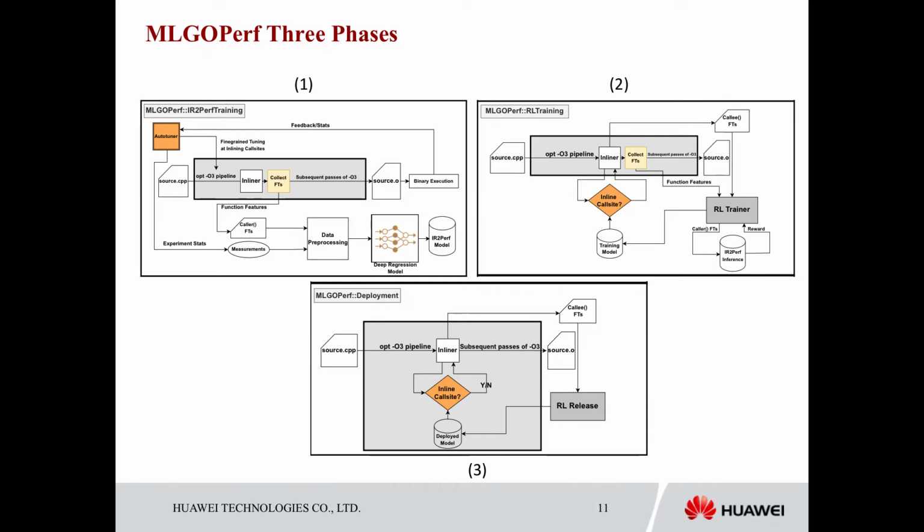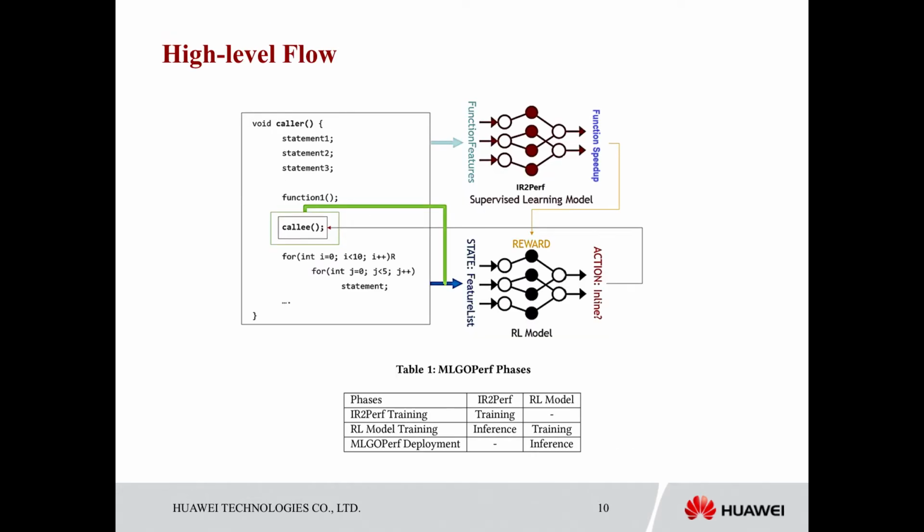So are you referring to the training of RL using MLGOPerf, or you're referring to the first phase for which we train MLGOPerf? So first, let's do phase 1. In phase 1, where do the features for MLGOPerf come from? Right after the inline pass. So by inline pass we mean all the module was inlined, right? So that's what you mean by inline pass. Yes.